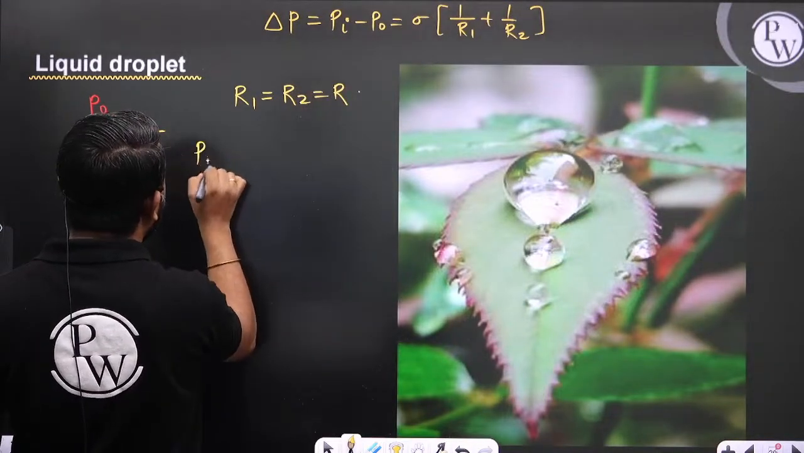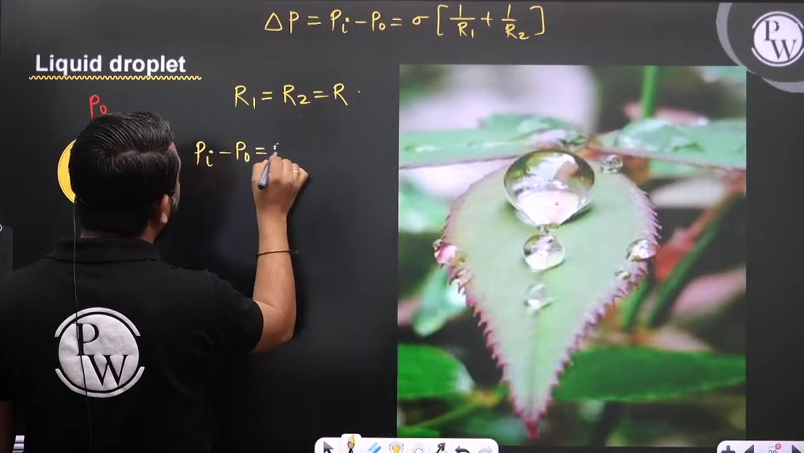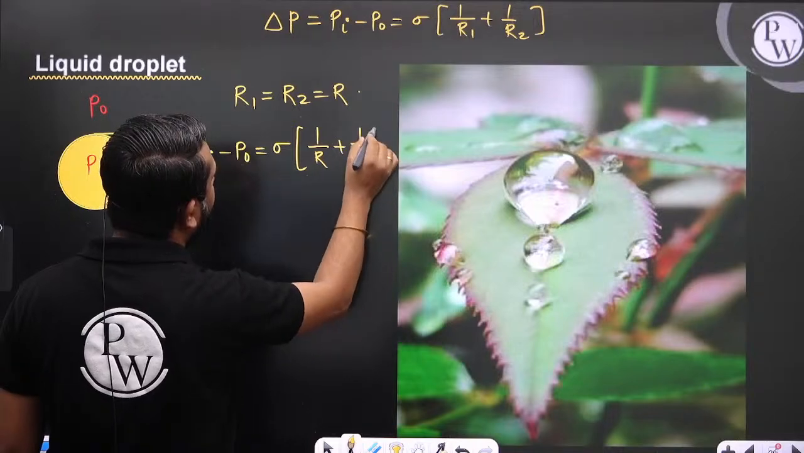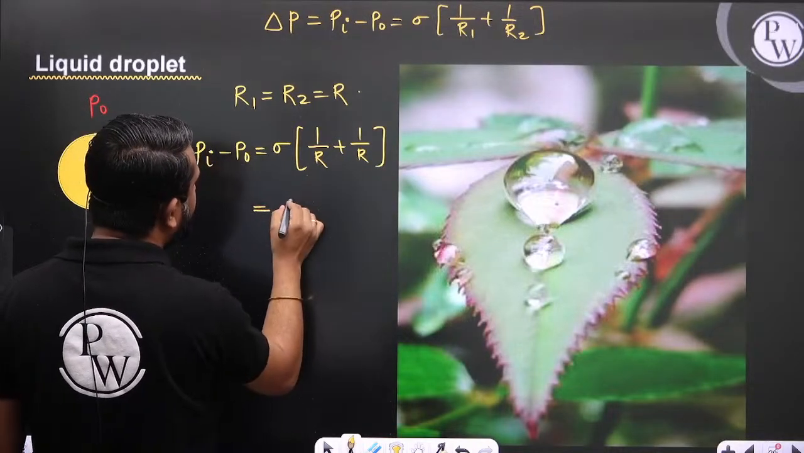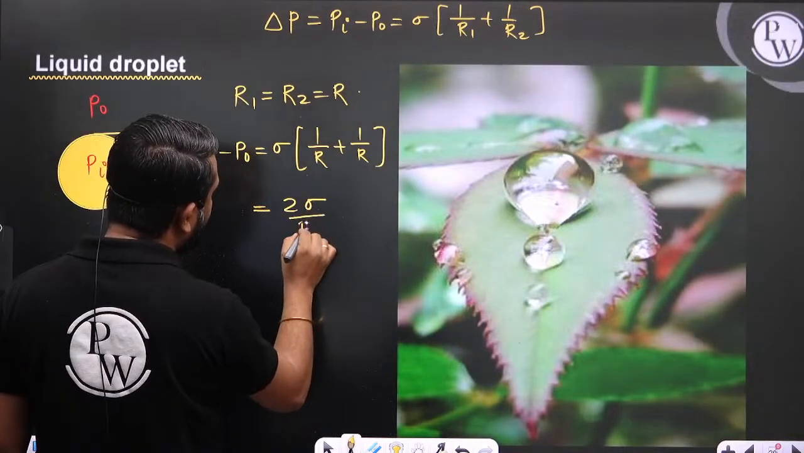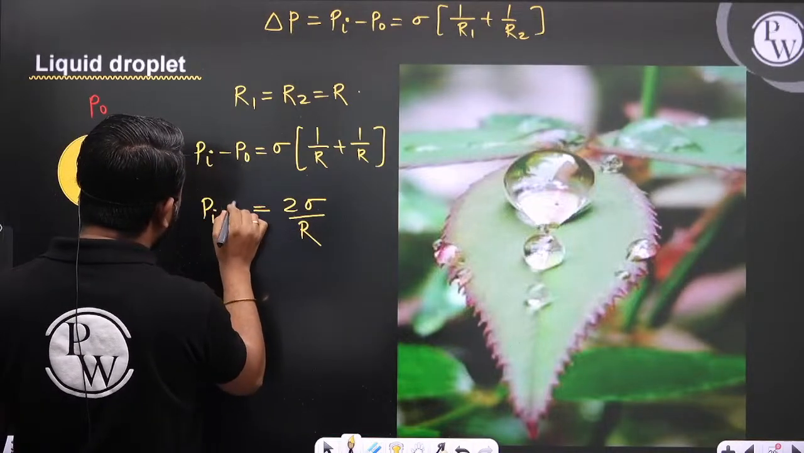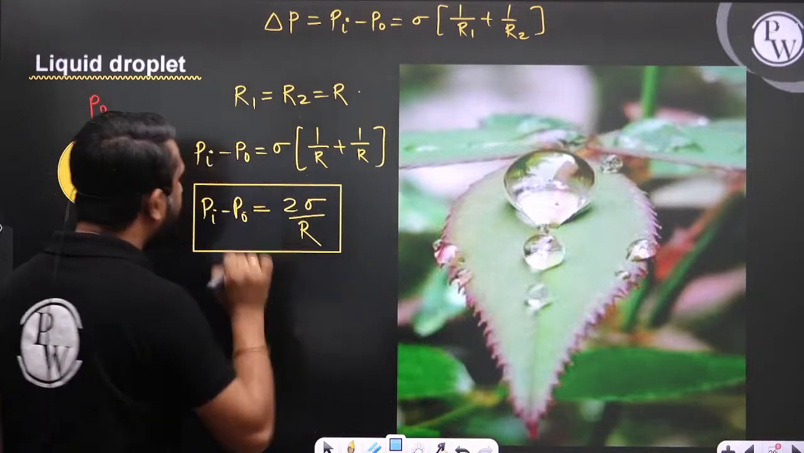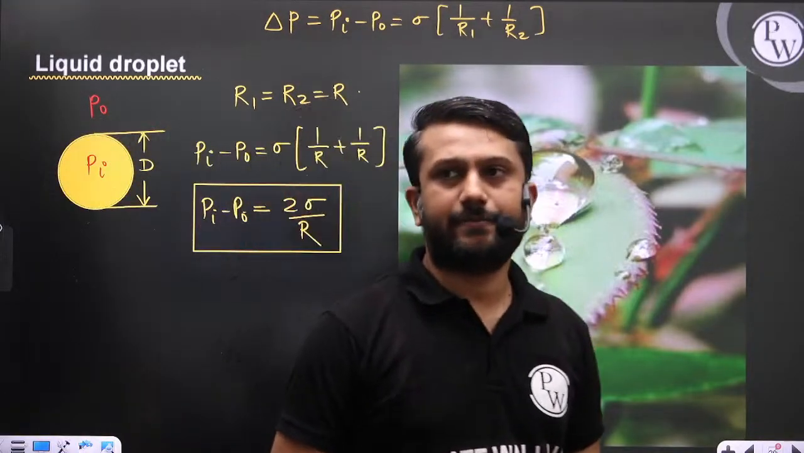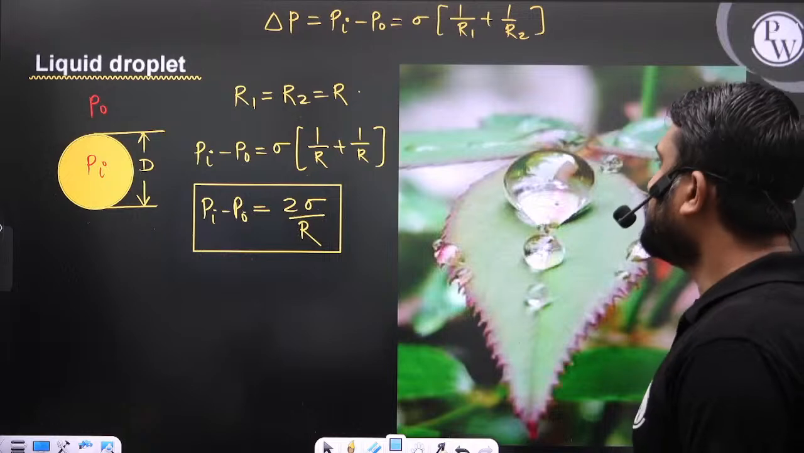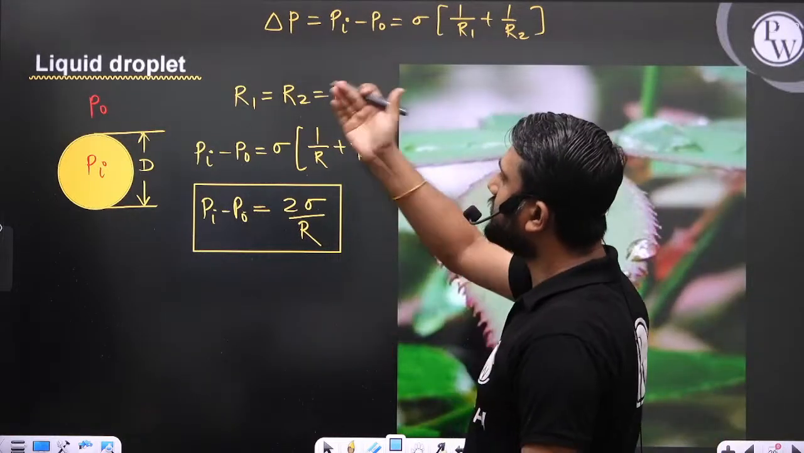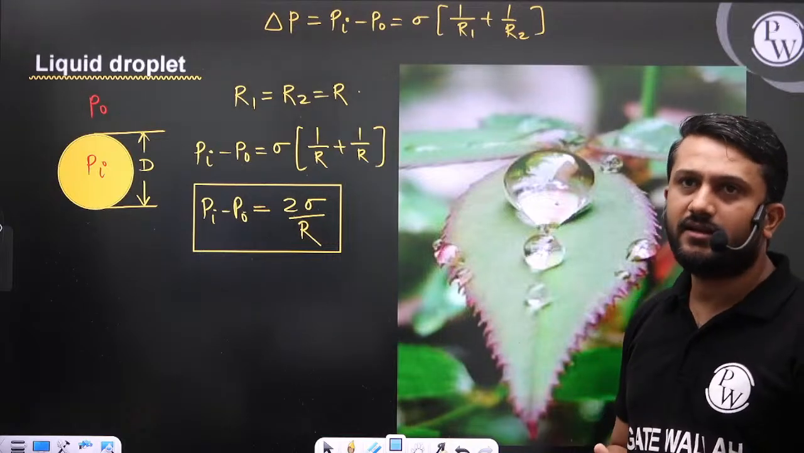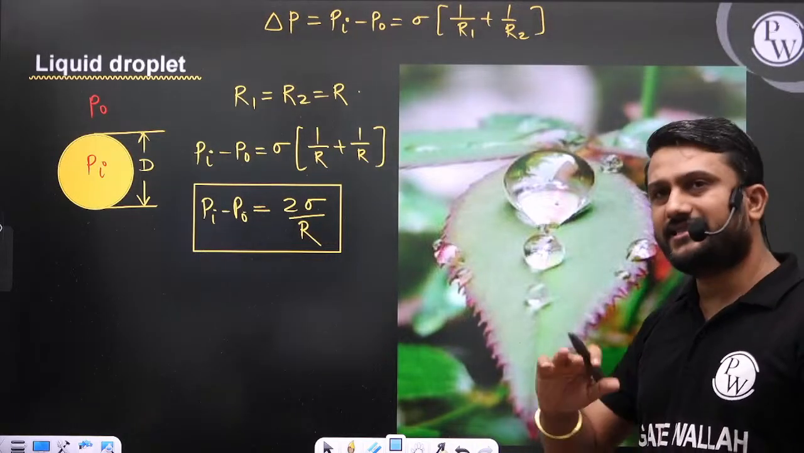So Pi minus P naught is equal to sigma times (1 by R plus 1 by R), and this is nothing but 2 sigma by R. Very, very important. So in the case of the liquid droplet, the inside pressure minus the outside pressure is equal to 2 sigma by R, where R is the radius of the liquid droplet and sigma is the surface tension.